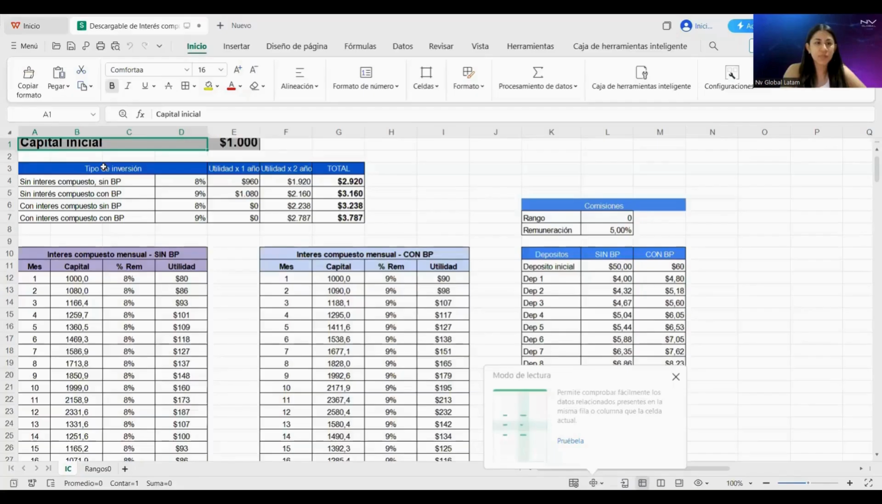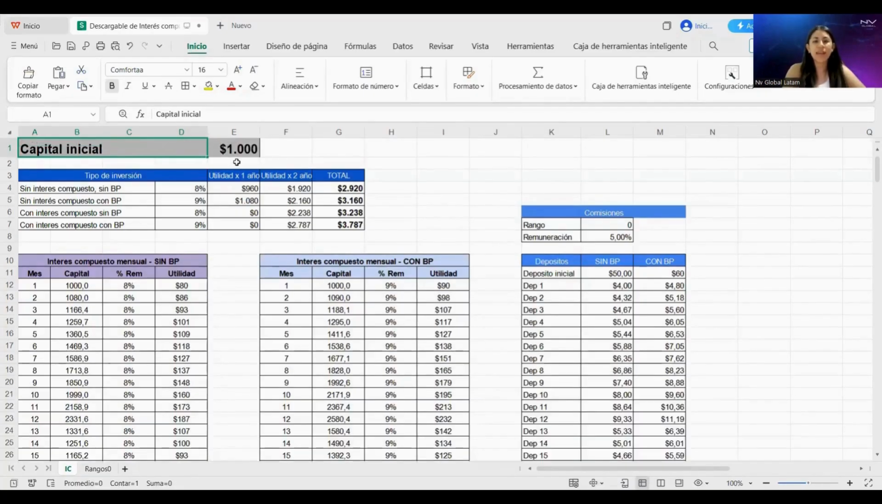So here we have the spreadsheet where we're going to make the projections. Let's review the numbers with $1,000, okay? This is what we just saw on the page so that you understand the basis of the spreadsheet, and we can also review numbers with larger amounts.